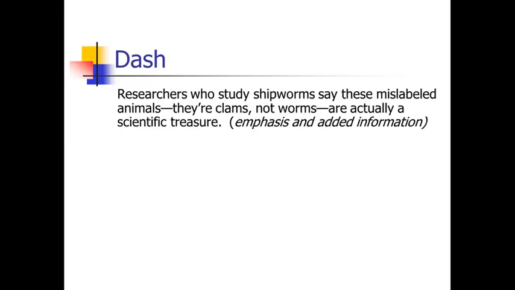All right, a few more examples. So here's another sentence where a dash was used. Researchers who study shipworms say these mislabeled animals, they're clams, not worms, are actually a scientific treasure. So this use of the dash adds emphasis to that cute little interesting fact that these shipworms are actually not worms at all, but they're clams. So it's a way to drop this extra information in a kind of a cute little way.